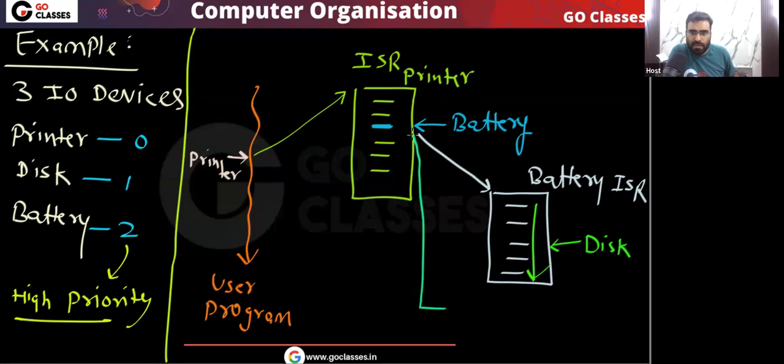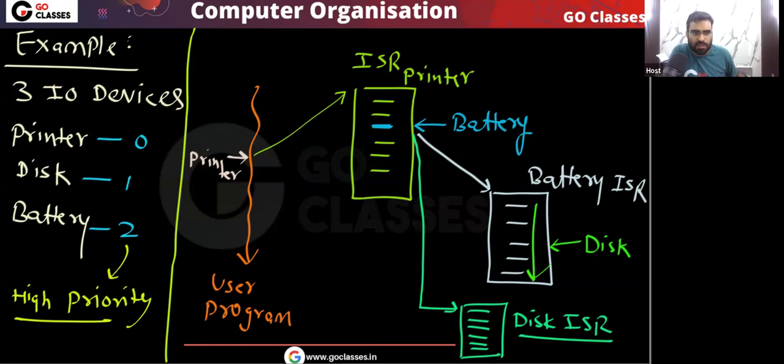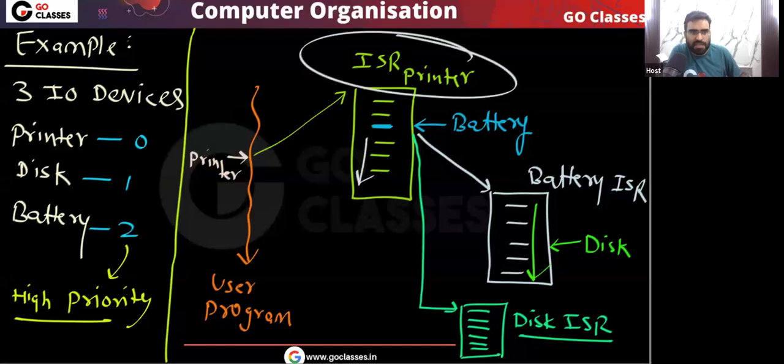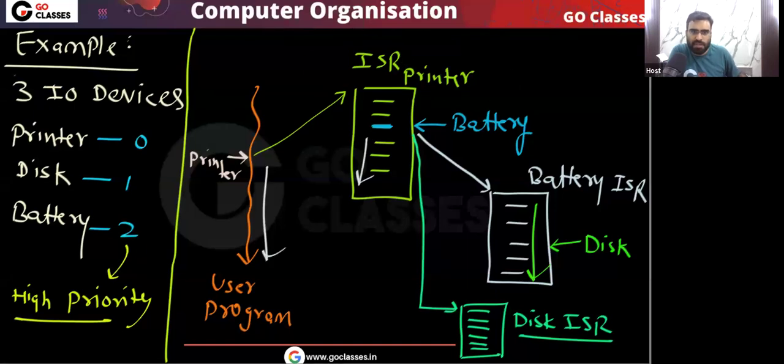Remember, before servicing this printer ISR, before running this printer ISR, the CPU will go and execute the disk ISR, because disk has more priority than printer. So that is the reason the CPU will execute this disk ISR. Then after completing this disk ISR, what will the CPU do? Now the CPU will finish this printer ISR, and then the CPU will resume the user program execution. So is this point clear?